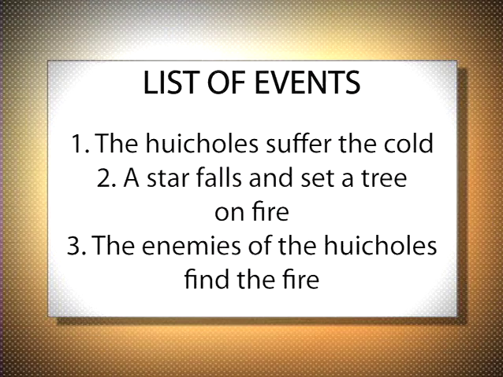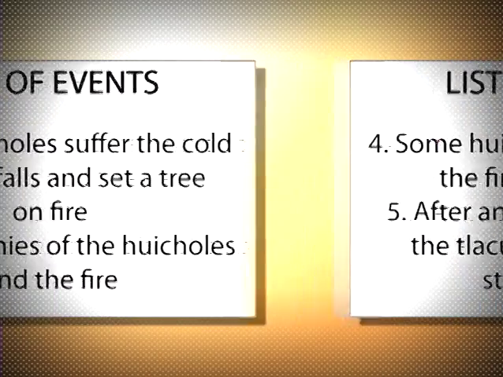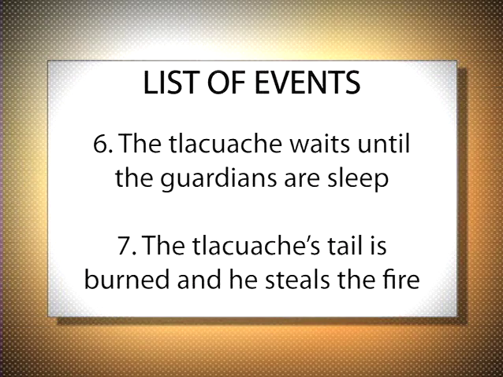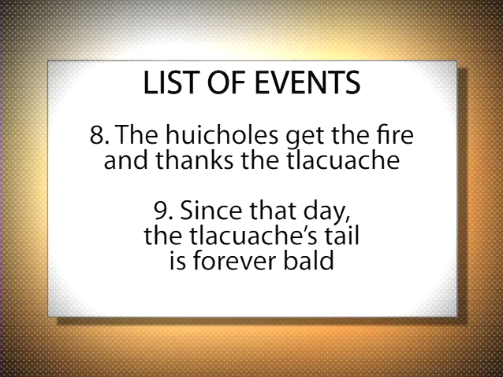The Huicholes suffered the cold. A star falls and sets a tree on fire. The enemies of the Huicholes find the fire. Some Huicholes want to steal the fire, but they fail. After an animals meeting, the Tlacuache decides to steal the fire. The Tlacuache waits until the guardians are asleep. The Tlacuache's tail is burned, and he steals the fire. The Huicholes get the fire and thank the Tlacuache. Since that day, the Tlacuache's tail is forever bald.